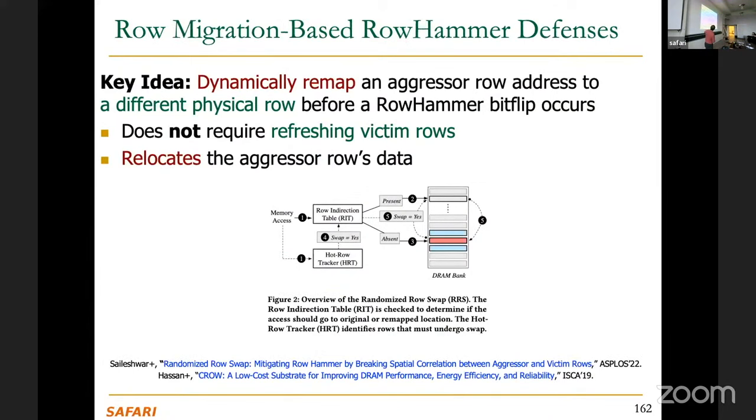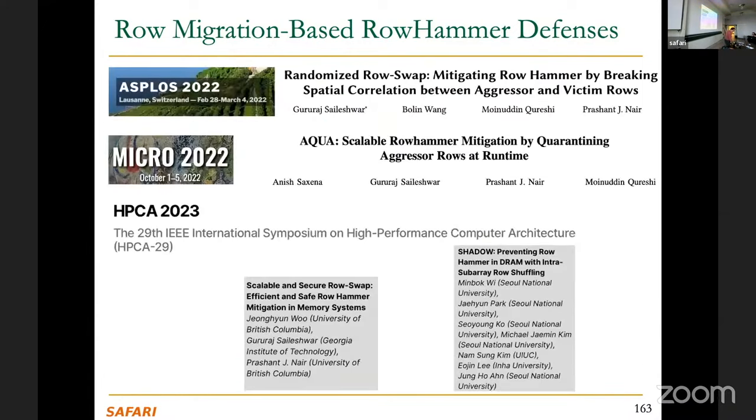And the idea is to dynamically remap an aggressor row address to a different physical row before a RowHammer bit flip occurs. It doesn't require refreshing the victim rows, and it relocates the aggressor row's data. So the way it was proposed in this work is you go through the memory controller. I don't think it's a very efficient approach. I don't like going through the memory controller unless it's needed. But there are a bunch of these defenses.